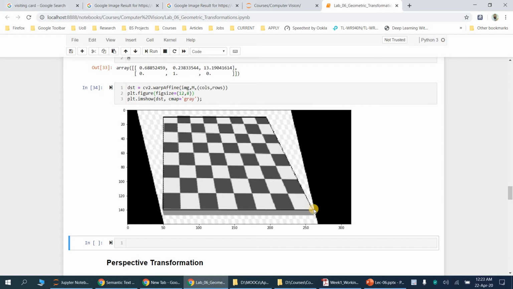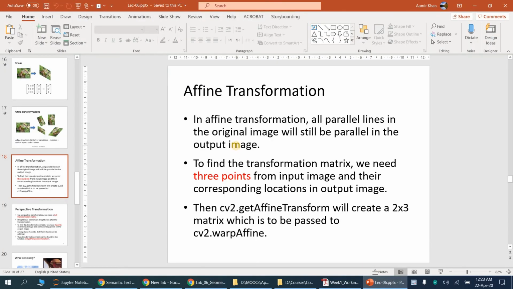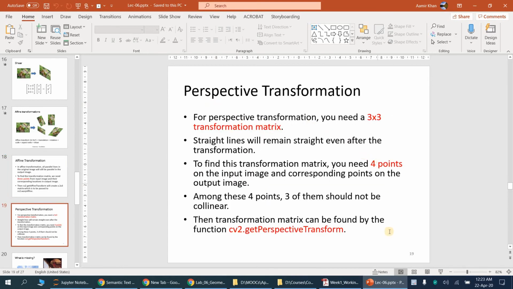This is because the transform that it does is not perfect. It does not cover all the aspects of transformation. So affine transform has its weaknesses. For that purpose, we use the perspective transform.